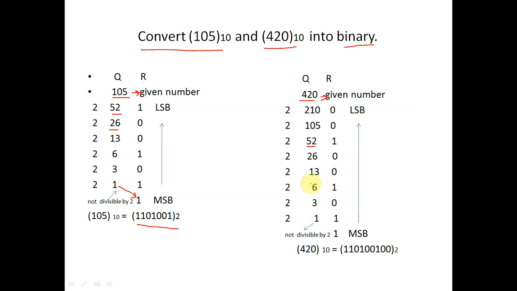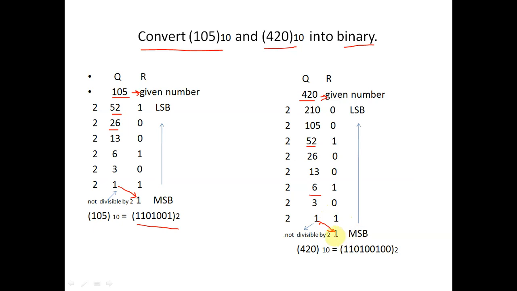Now this 13 is again divided by 2, then the quotient is 6 and the remainder is 1. These 6 are again divided by 2, then the quotient is 3 and the remainder is 0. These 3 are again divided by 2, then the quotient is 1 and the remainder is 1. But this 1 is not divisible by 2, so it is given as it is.